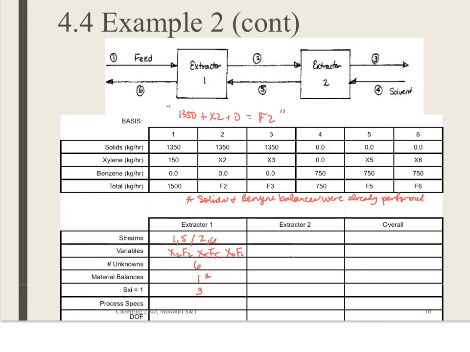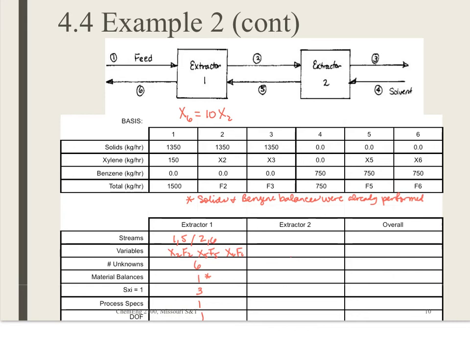Now, what about process specs? Okay, I have process specs pretty much exactly the same way I had them before. In this case, with the new variable system, my process spec for extractor 1 is that x6, the amount flowing out of stream 6, is 10 times x2. So I have 1 process spec, leaving me with 1 degree of freedom.